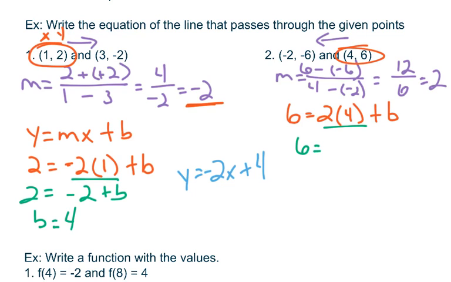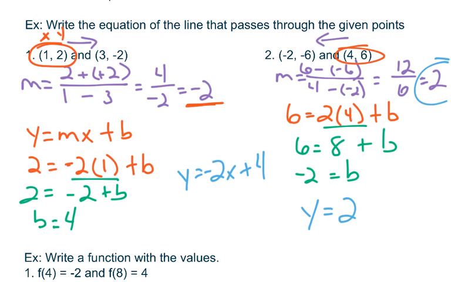So we'll have 6 equals 8 plus b. Subtract the 8, and that tells us that b is negative 2. And then we can write our final answer. y equals our slope of 2x, and then our y-intercept of negative 2. So 2x minus 2 for number 2.